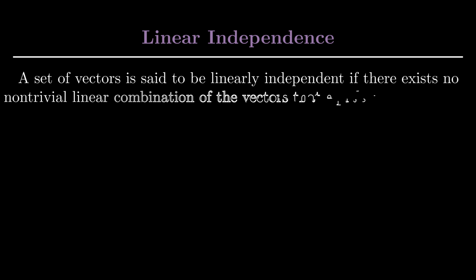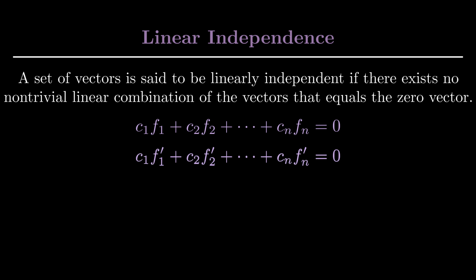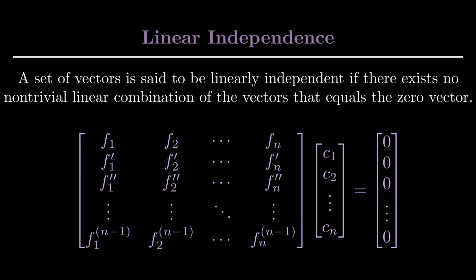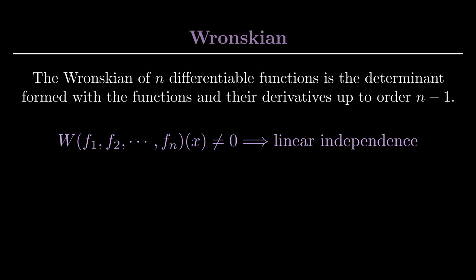A set of vectors is called linearly independent if one can't be written as a linear combination in terms of the others. The linear independence of a set of functions can be settled somewhat mechanically, using a determinant named after the Polish mathematician Józef Maria Wronski. This determinant is called the Wronskian, and a set of functions is linearly independent when their Wronskian is non-zero.